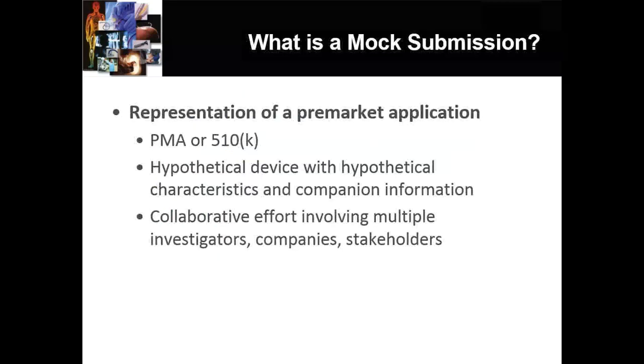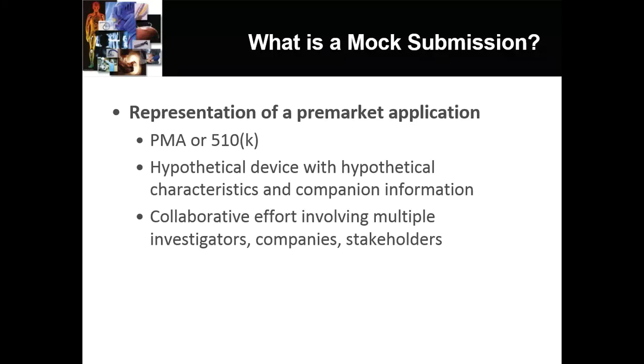The next slide, please. So what is a mock submission? It's a representation of a pre-market application. Our primary pre-market applications are PMAs, primarily for Class 3 products, and 510Ks. There are other kinds of mock applications that might be made to the agency, but those would be the ones that I think would be most relevant for the kinds of work that our working groups are engaged in today.